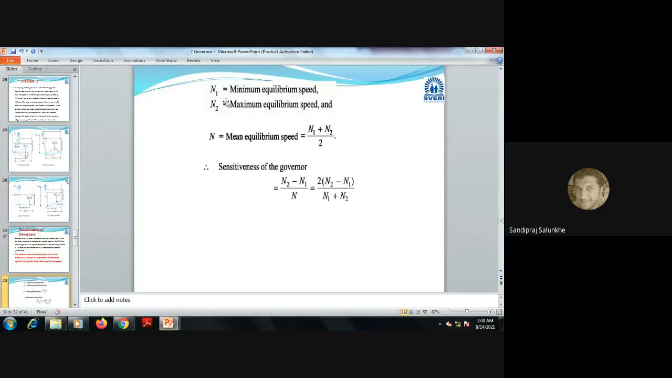Okay, that is called as sensitivity. Now consider that n1 is the maximum equilibrium speed, n2 is the minimum equilibrium speed, and n is the mean equilibrium speed. That is equal to (n1 plus n2) divided by 2. Then sensitivity is given by (n2 minus n1) divided by n. When you put the value of this n, that is (n1 plus n2) divided by 2, then sensitivity will become twice of (n2 minus n1) divided by (n1 plus n2). Okay, this is called as sensitivity.